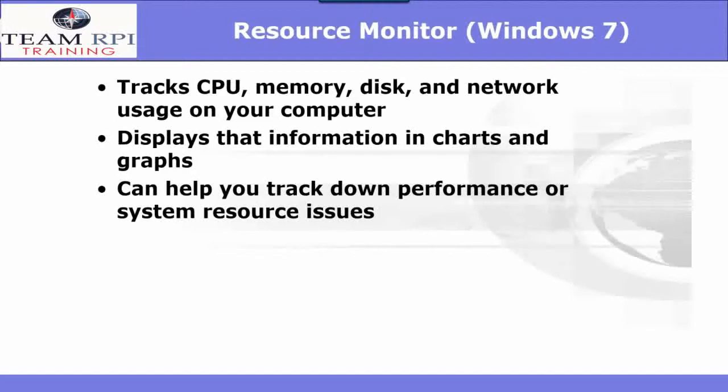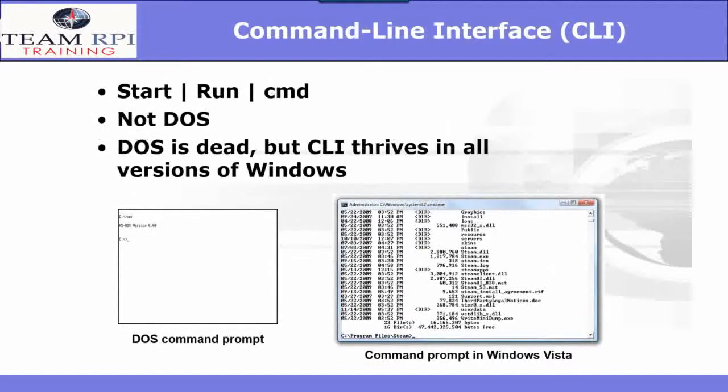It tracks CPU, memory, disk, and network usage on your computer. It displays that information in charts and graphs. It can help you track down performance or system resource issues. Next, you'll find the command line interface. Simply go to Start and then Run and type the letters CMD. We'll go into more detail later of the command line interface. Right now, it's just important for you to know how to get there.